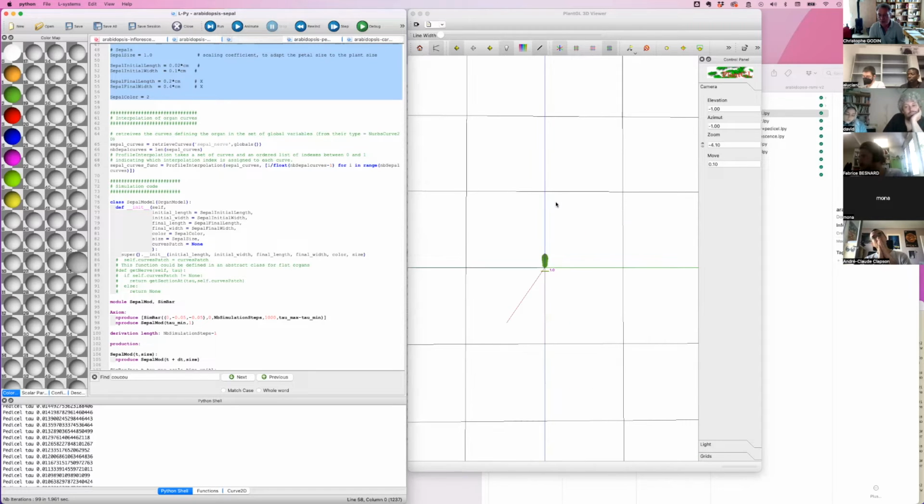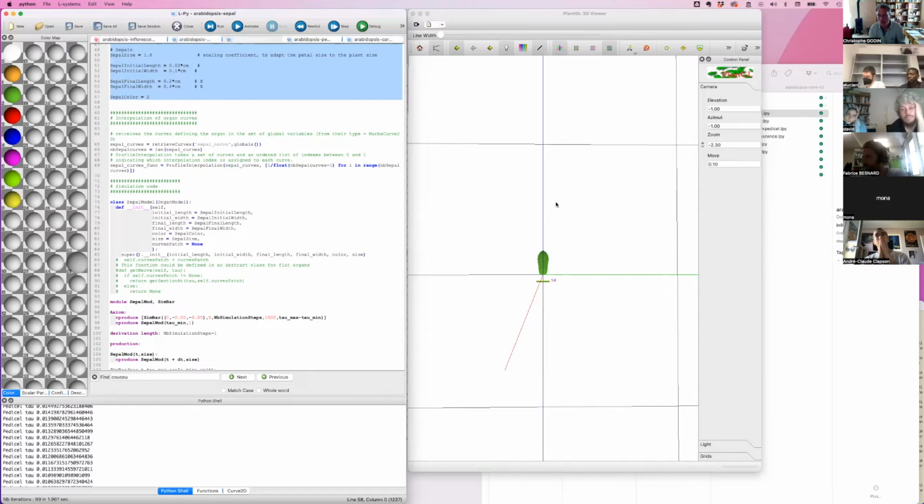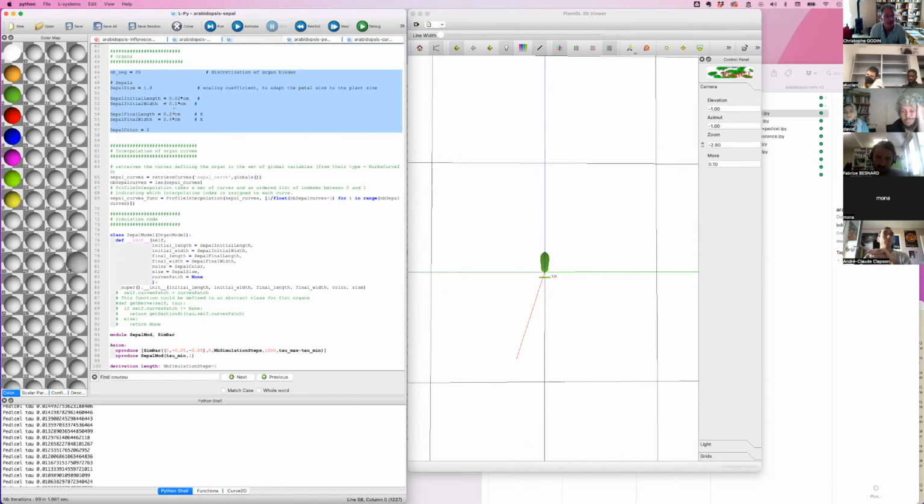So here, all the measurements have been made by Fabrice. One grid square is 1 centimeter. So here you see that the sepal is about 2 millimeters high, which corresponds to, actually here you see that the initial length is 0.2 centimeters, and the final length is 2 millimeters.